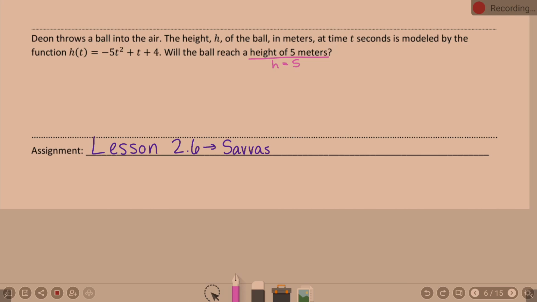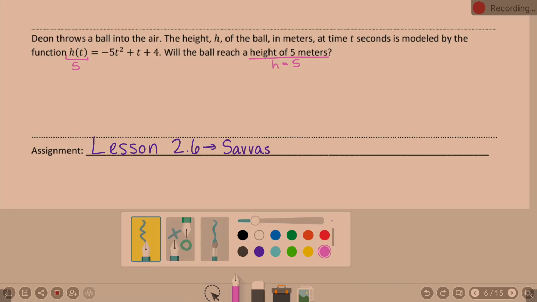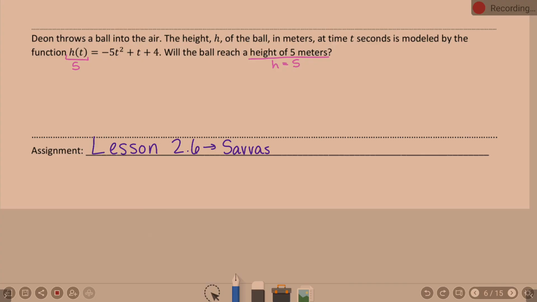The question is, will the ball reach a height of 5 meters? Then we're putting 5 in for h. So that means right here, this is going to become 5. Because the question is, will the ball reach a height of 5 meters? So will that equation equal 5? So I'm going to set my equation: negative 5t squared plus t plus 4 equal to 5.